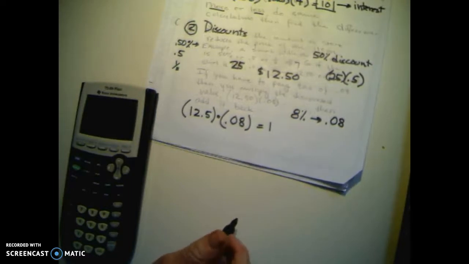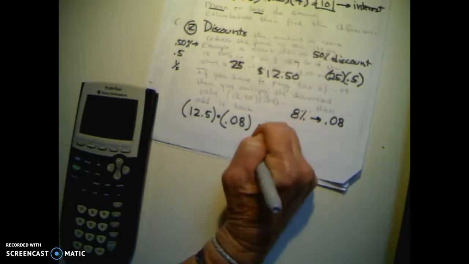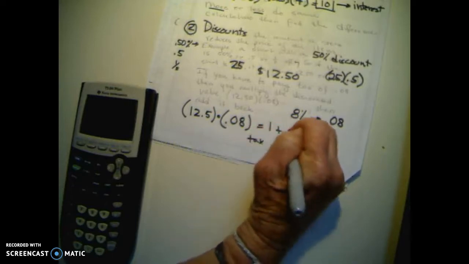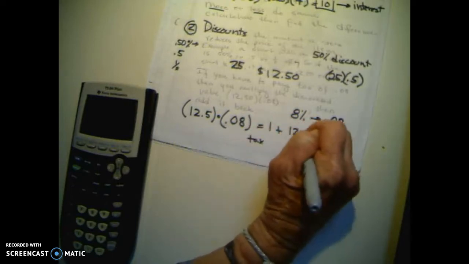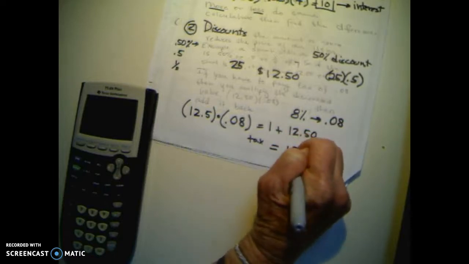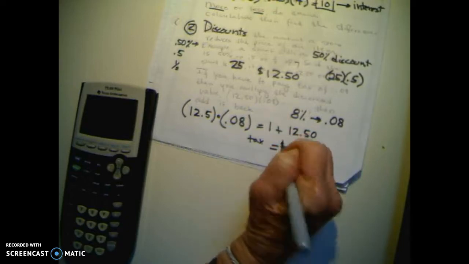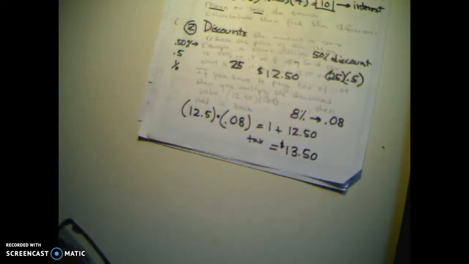So if they ask you for the total amount that you would pay, it would be 1, which is the tax, plus $12.50, which is the cost of the discounted shirt. The total amount would be $13.50. And again, that's if they ask for the discounted amount plus the tax.